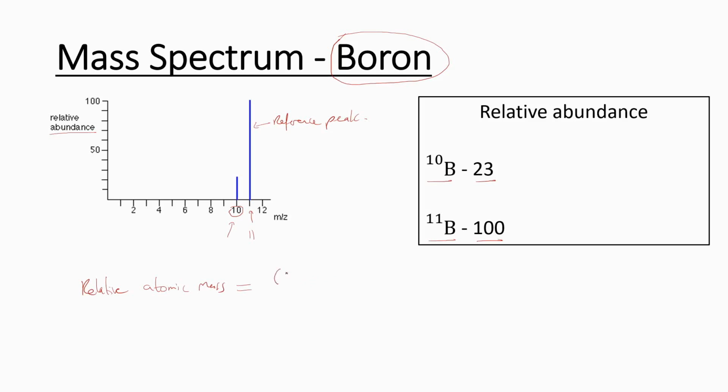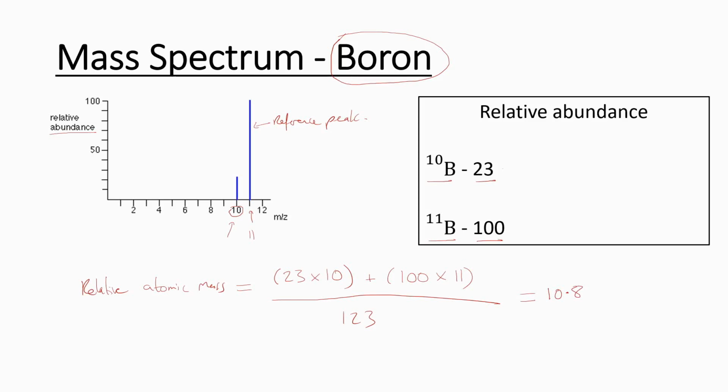So firstly, we need to multiply the abundance by the mass number. The 23 times 10, and this is for boron 10. And then we need to add it to the abundance multiplied by the mass number for the other species of boron, the other isotope, boron 11. That's what I've done here. And then we divide it by the total abundance. Now the total abundance here is not 100, it's 23 plus 100, which is 123. And if we do the calculation, we will come to a relative atomic mass of 10.8. And this is what you will see in the periodic table. And this is how we calculate the relative atomic mass.